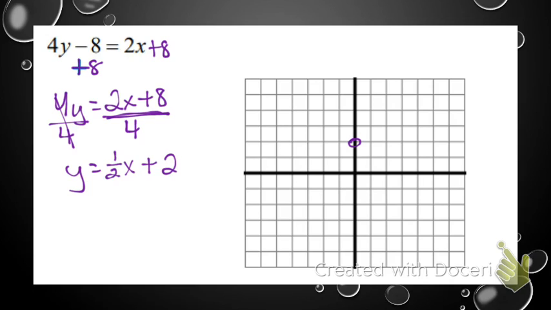So I'm going to place my first dot on my y-intercept at positive 2. And then I'm going to go up 1 over 2, up 1 over 2, up 1 over 2. And again in the opposite direction. And then connect all my dots. And that is graphing our linear equations.